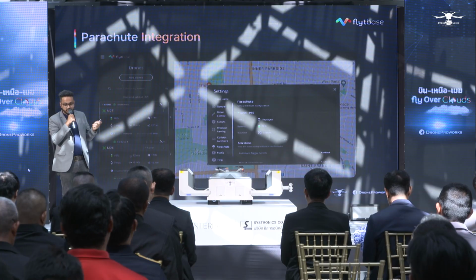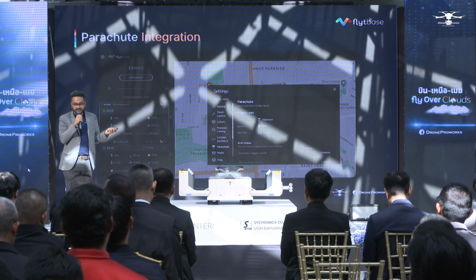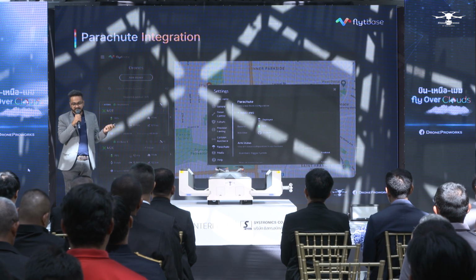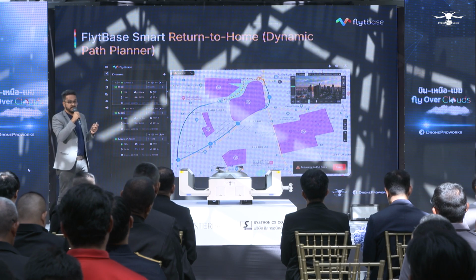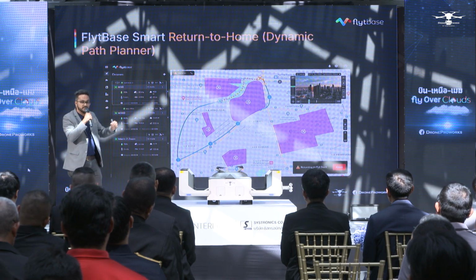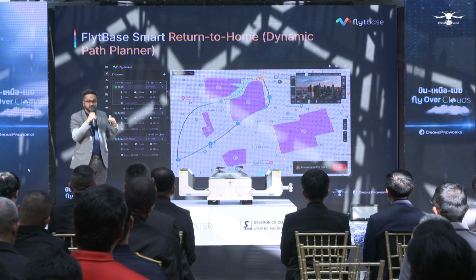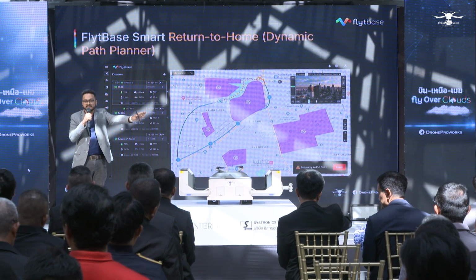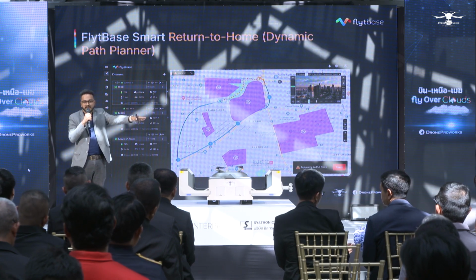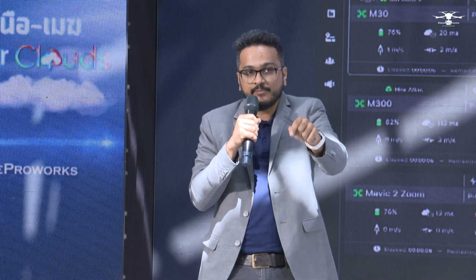And this is how it looks, where you can deploy the parachute, you can configure it from the entire FlytBase dashboard. FlytBase also provides dynamic path planning. So if you have, say, no-fly zones, right? If you have areas where the drone cannot go, the drone will automatically navigate around those areas and reach that particular location. So even if the pilot does not know how to fly, the pilot can tap on a particular area and the drone will automatically avoid.